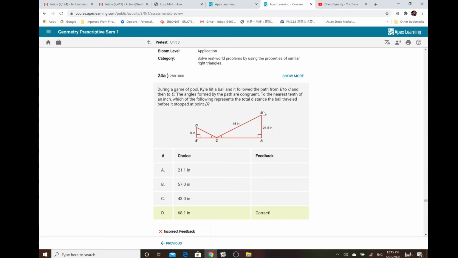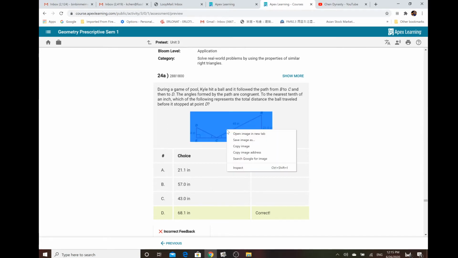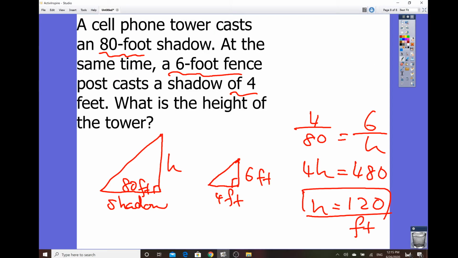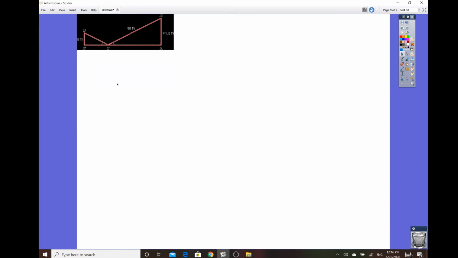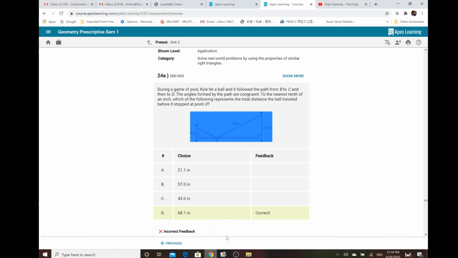So you want to find the distance from point B to point C. Well, that's given already. But you also need the distance from point C to point D. Once we get the distance from C to D, we can combine them together. As you can see, we have two similar right triangles. Let me copy the diagram and transfer it to ActivInspire. Okay, copy and paste. And the numbers we have here are 9, 21.5, 48.